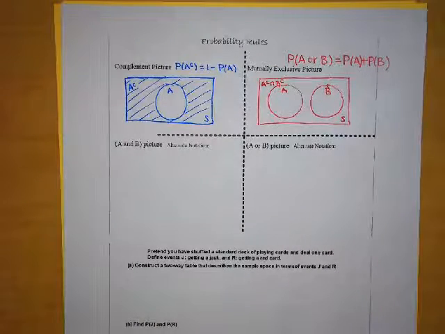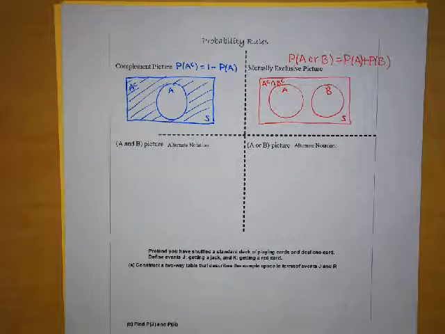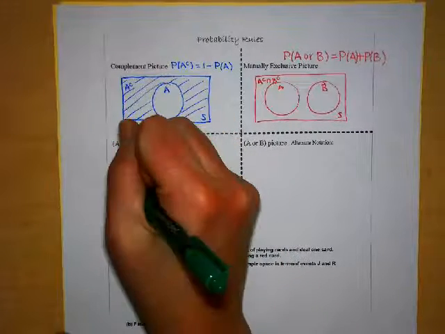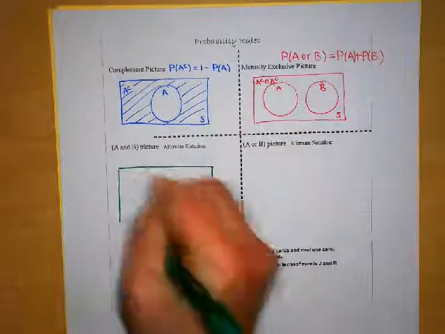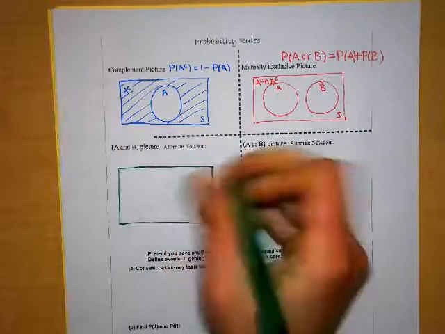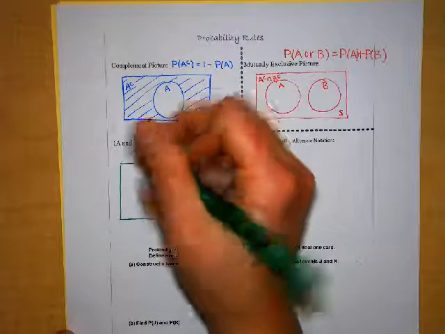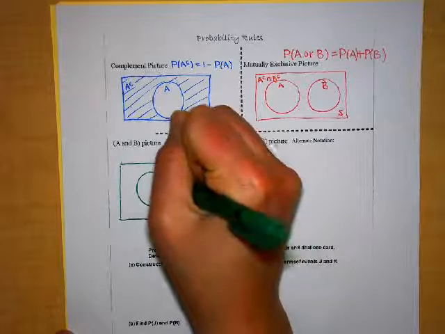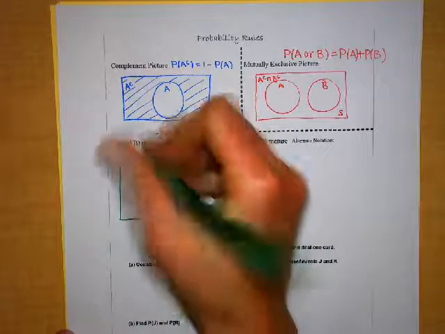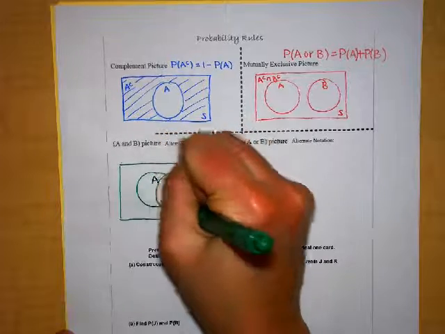Now today we're going to focus on events that could happen at the same time. So non-mutually exclusive. So for A and B, we have our sample space. Here's event A. That's a really bad A, sorry. Event B.